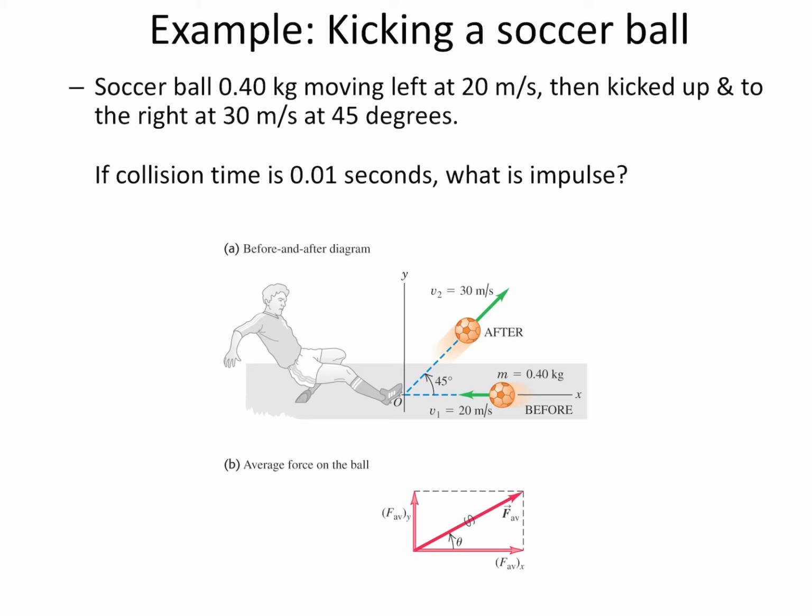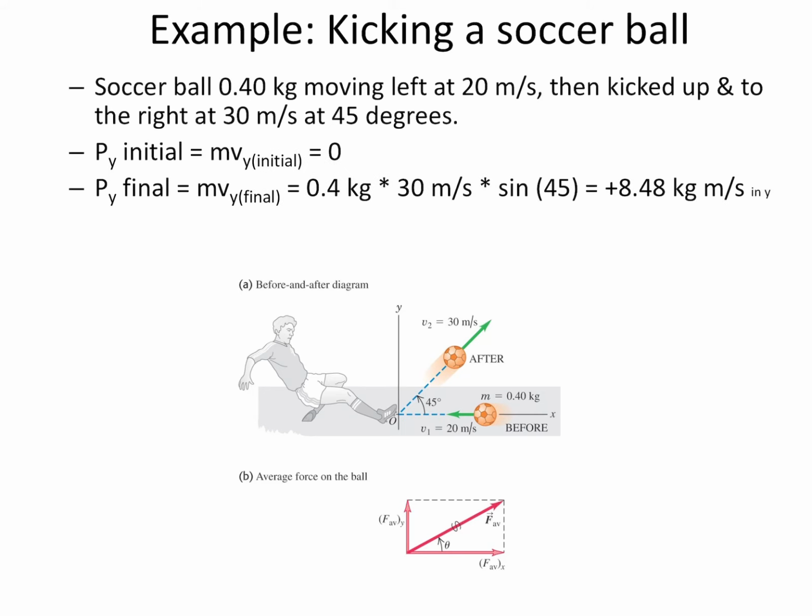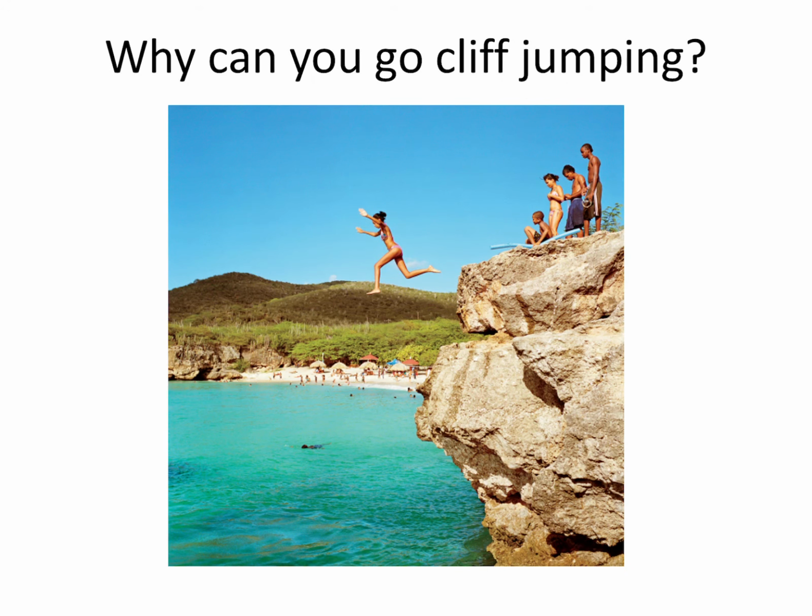Now you can do the same thing if it's a two-dimensional change of momentum. You just need to find the change of momentum in the x direction and the change of momentum in the y direction. The change of momentum in the x direction gives you the impulse and force in the x direction. The change of momentum in the y direction gives you the impulse and force in the y direction.